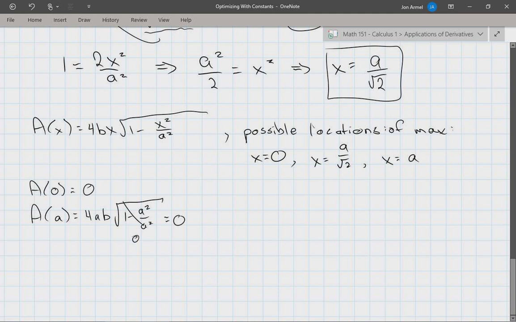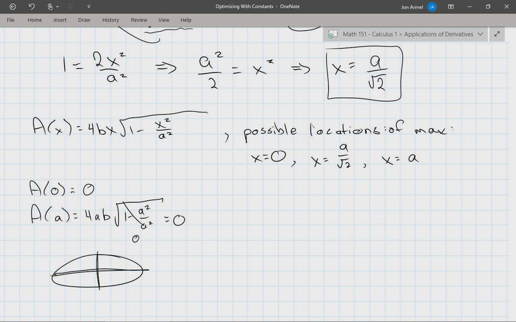That shouldn't really be surprising. Those two things correspond to a rectangle that looks like this, where it doesn't have any width, or a rectangle like this that doesn't have any height. So those are actually minimizing the area. We want to maximize the area, so it's almost certainly going to be the one in the middle. Let's just check what it is because we want to actually find this maximal area anyways.